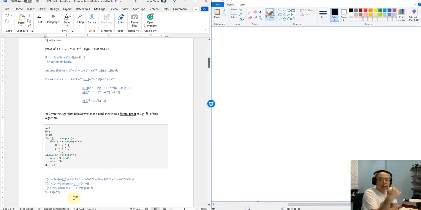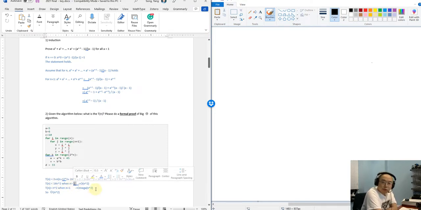So remember, when I'm asking for a formal proof of the big theta, you have to give me the big O and big omega. And for the big O and big omega, you have to tell me what the constant value is, which is a c, and what the n0 value is.